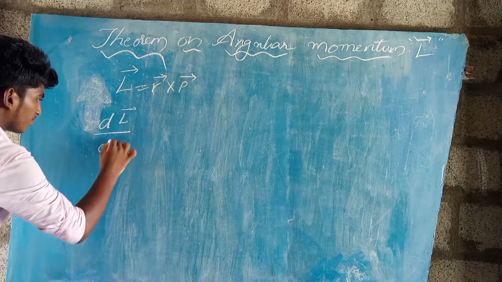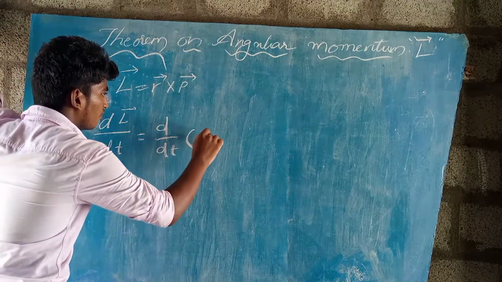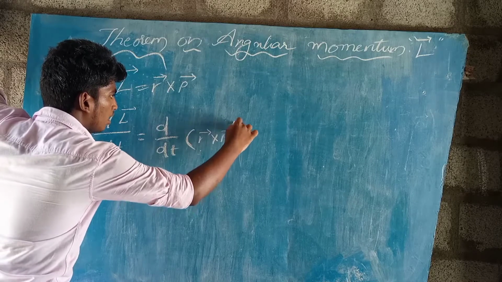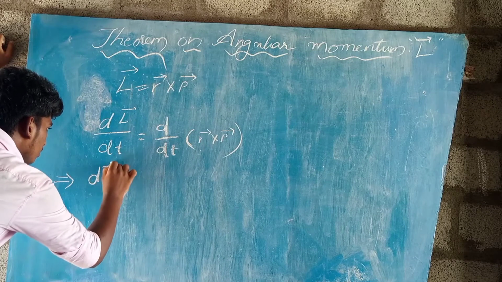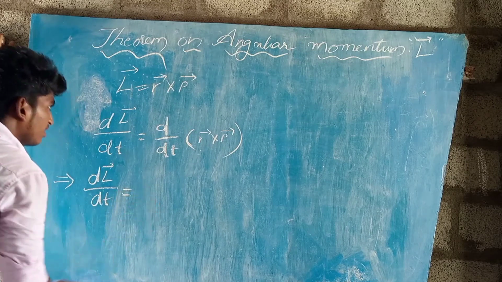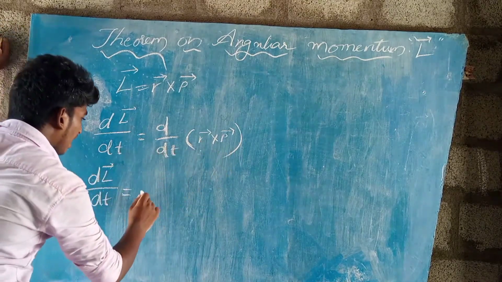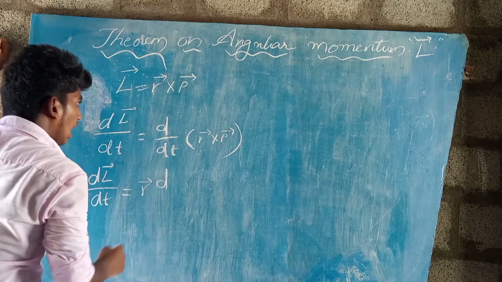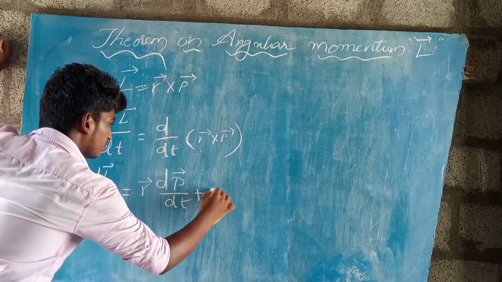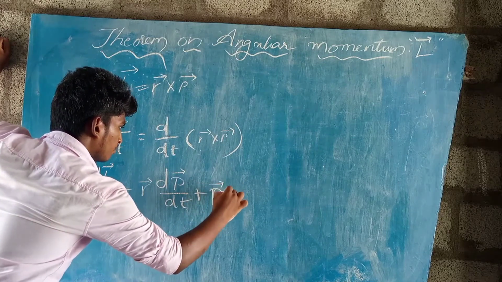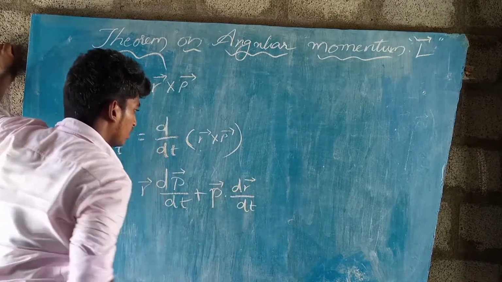dL by dt is equal to d by dt of r into p. That implies dL by dt is equal to, as per the product rule of differentiation, r times dp by dt plus p times dr by dt.